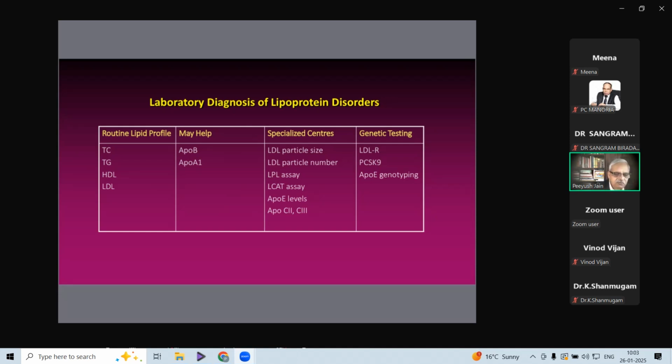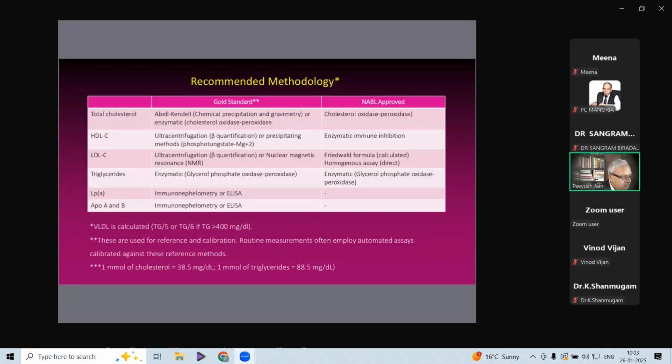So I want to put everything in perspective in next 18 minutes or so, because there may be a lot of confusion in our mind as to what to use and what not to use in our day-to-day clinical practice. The first thing that I would like to say about the lipid profile is the recommended methodology.